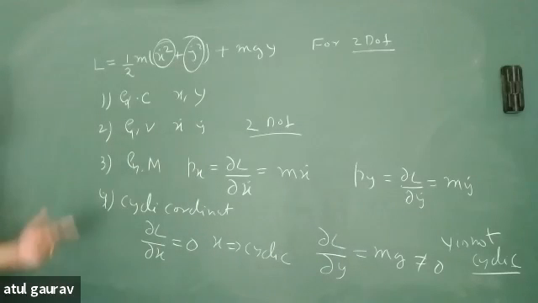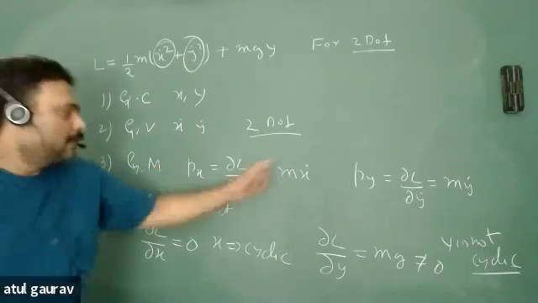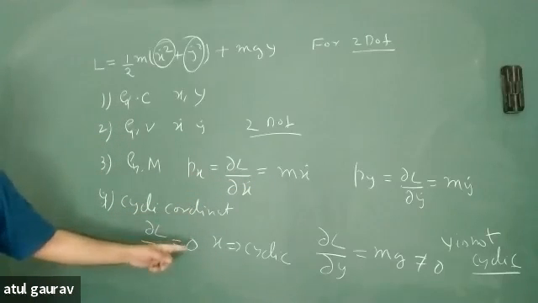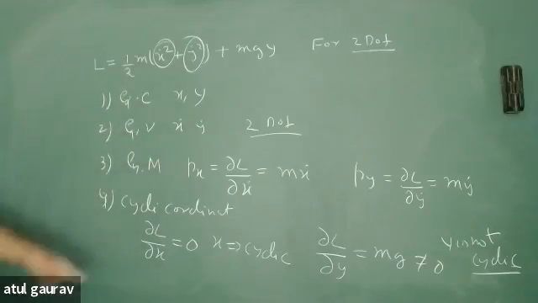So now, which one is conserved? Obviously, px will be conserved because x is a cyclic coordinate. We can show it. Now, if you have any doubt, you can ask me. Otherwise, you go for the equation of motion. Everything is crystal clear. This is the definition. Unless you understand the definition, you cannot solve the problem.